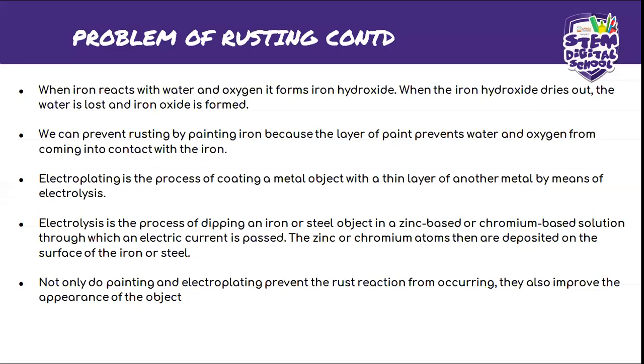So in a way, it prevents iron metal from rusting. So electrolysis is the process of dipping what? The iron or steel object in a zinc based or chromium based solution through which an electric current is passed. The zinc or chromium atoms are deposited on the surface of the iron or steel. Okay. Not only do painting and electroplating prevent the rust reaction from occurring, they also improve the appearance of the object.